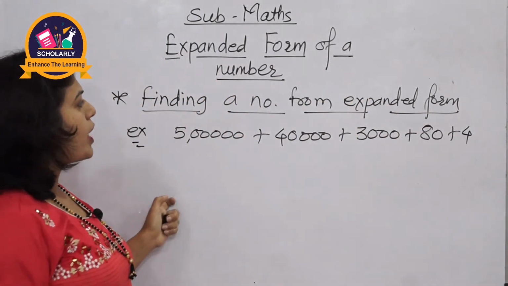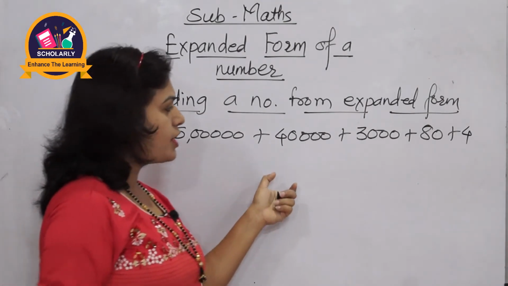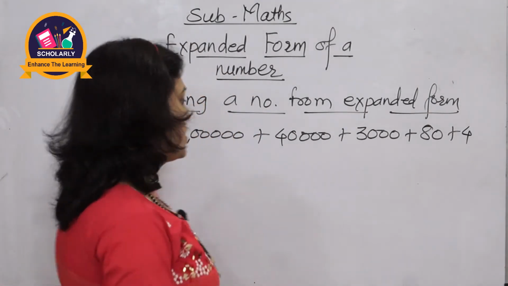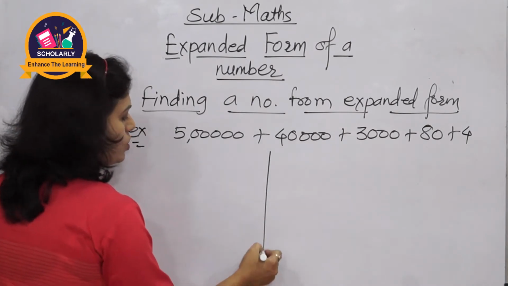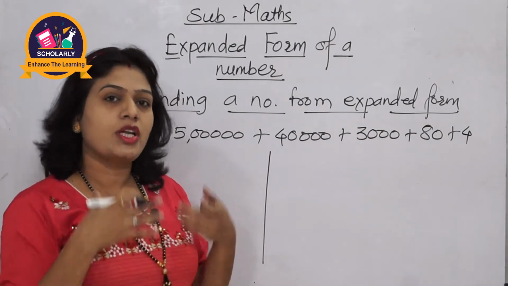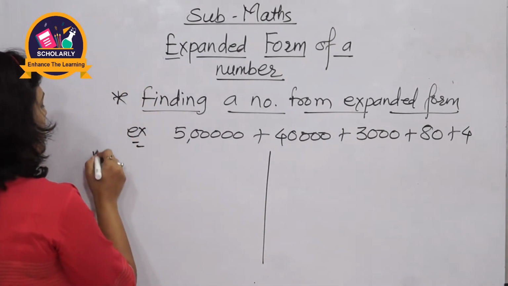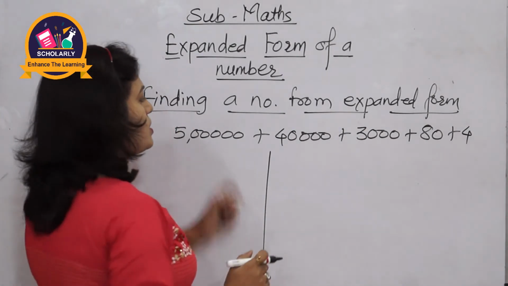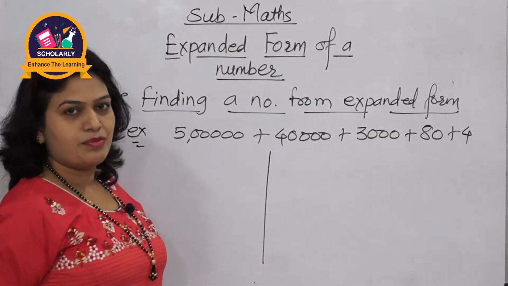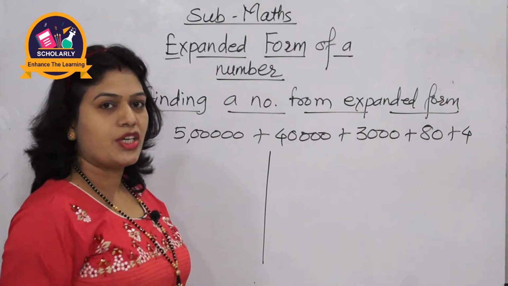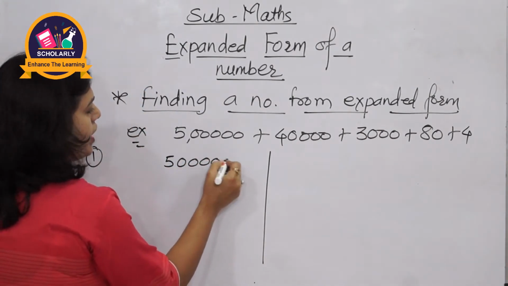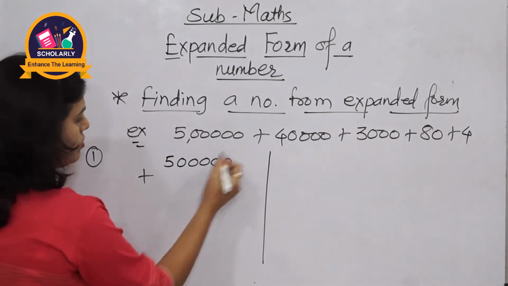So we can find the number from this expanded form using two methods. Yes, I am going to tell you two methods for this. Whichever you feel comfortable with or find easy, you follow it. The first method is the simplest one, that is just write these numbers vertically as you write the numbers in addition. Look, I am writing here 5 lakhs plus 40,000.